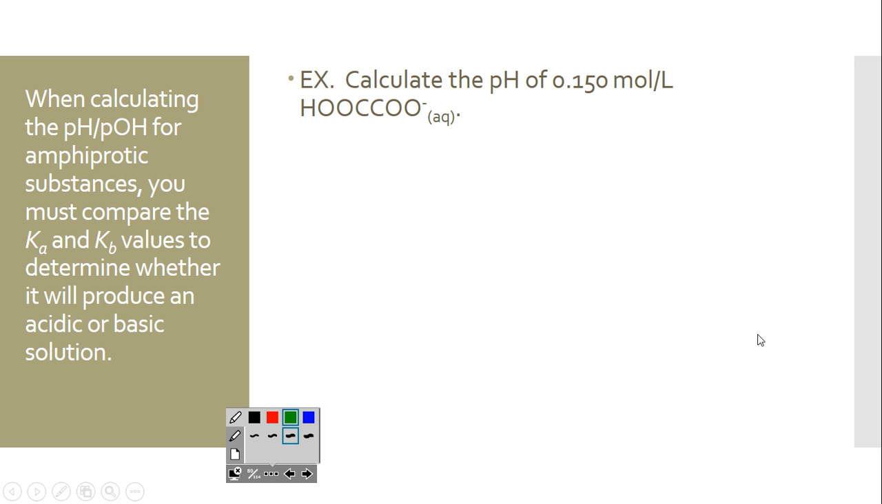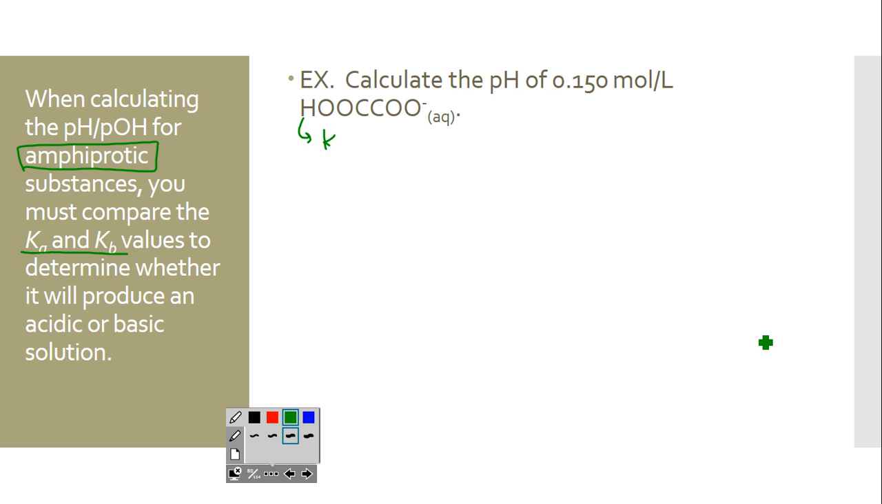Now, sometimes you will have an amphiprotic substance, something that could be an acid or could be a base. And you need to figure out what its Ka is and what its Kb value is to determine whether or not it would act as an acid or a base. Now, we're going to look at HOOCCOO⁻. So that is a negative ion that has hydrogen, which is the perfect definition for something that's amphiprotic.